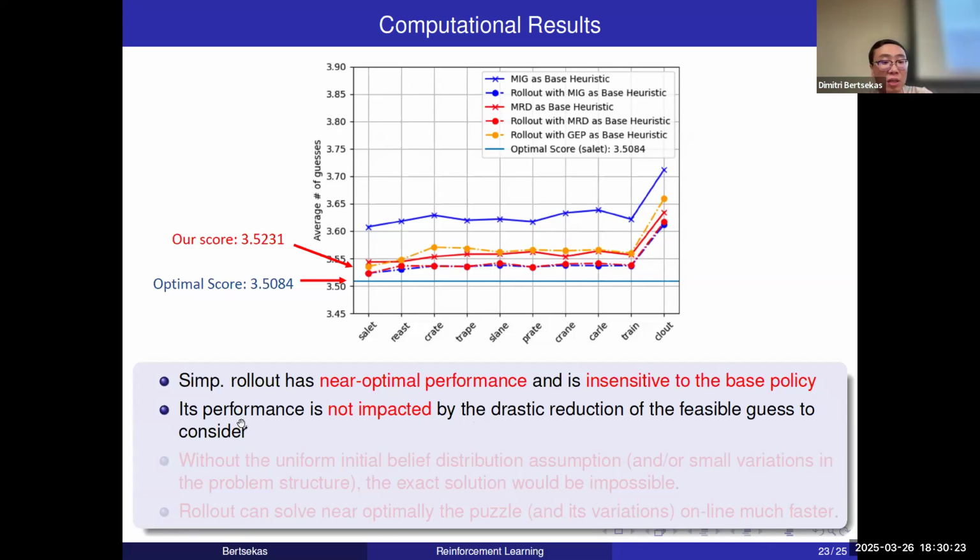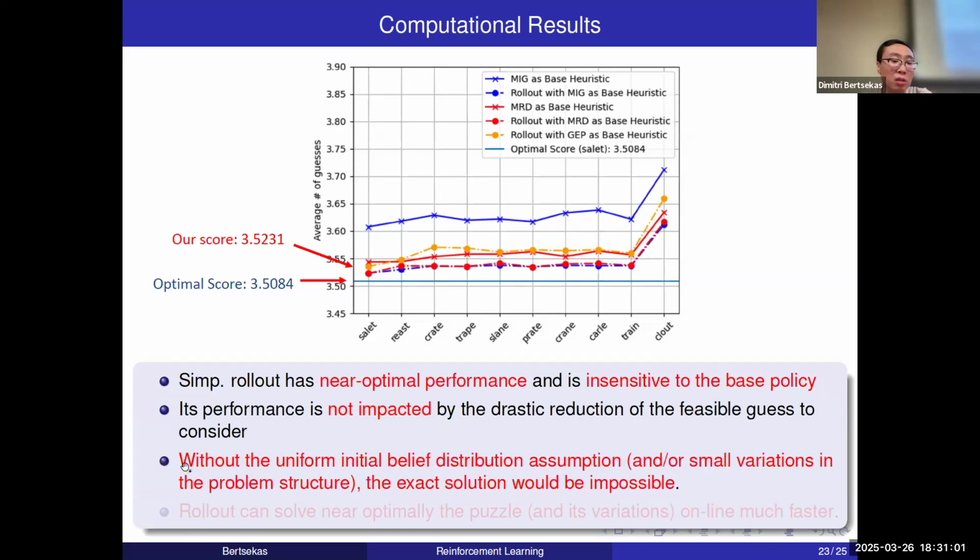And the other significant thing is its performance is not impacted by the drastic reduction of feasible guesses to consider. As I mentioned, the number of controls contained in the control set can be as large as 12,000. And in this computational study, we only consider five of them. So it's a gigantic reduction. Yet the performance is quite comparable. And in the paper, there are more details of this, and I won't talk further.